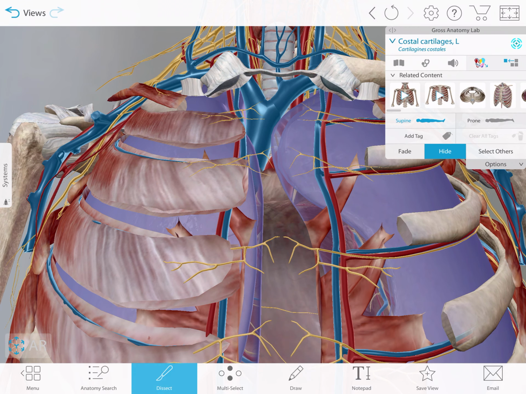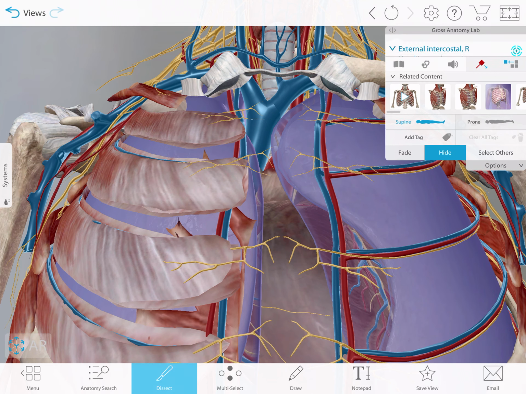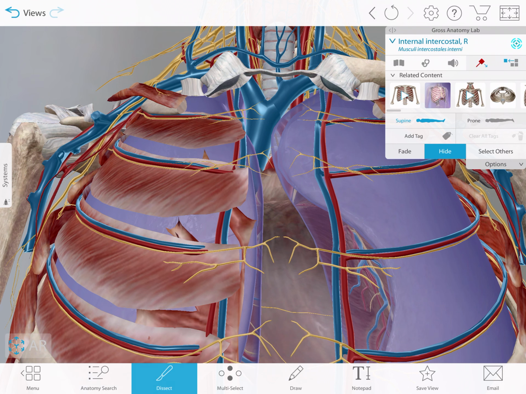And we'll do the same thing to the other side. And the muscles here, and the covering of the muscles here of the chest.